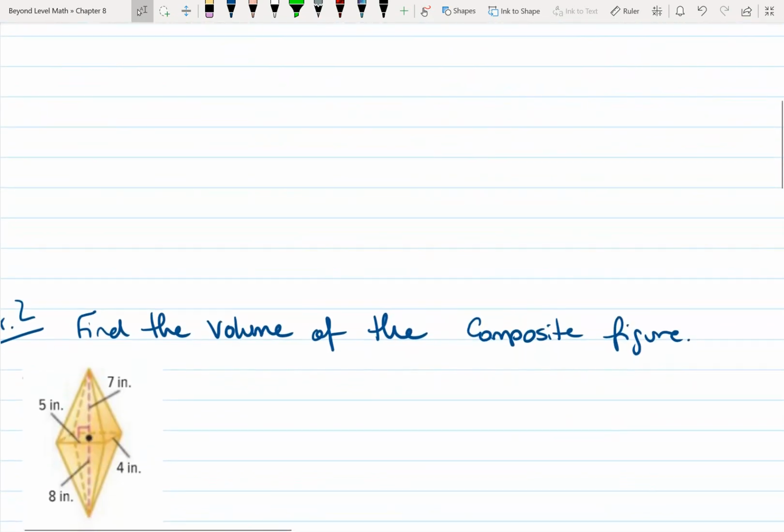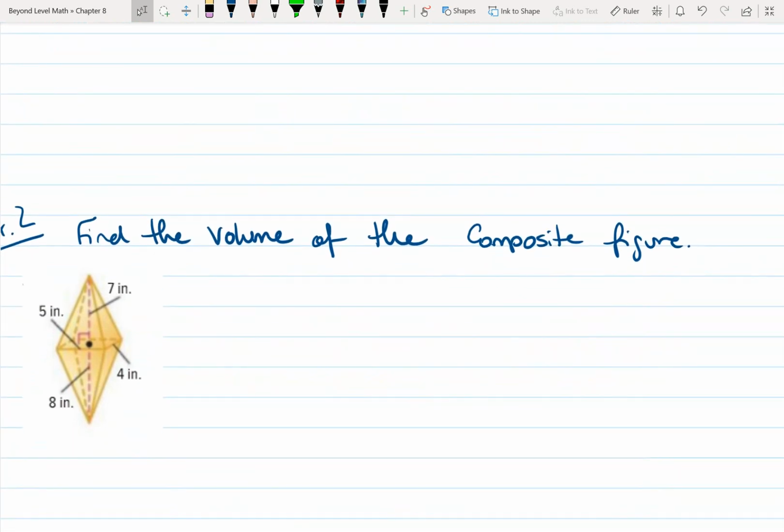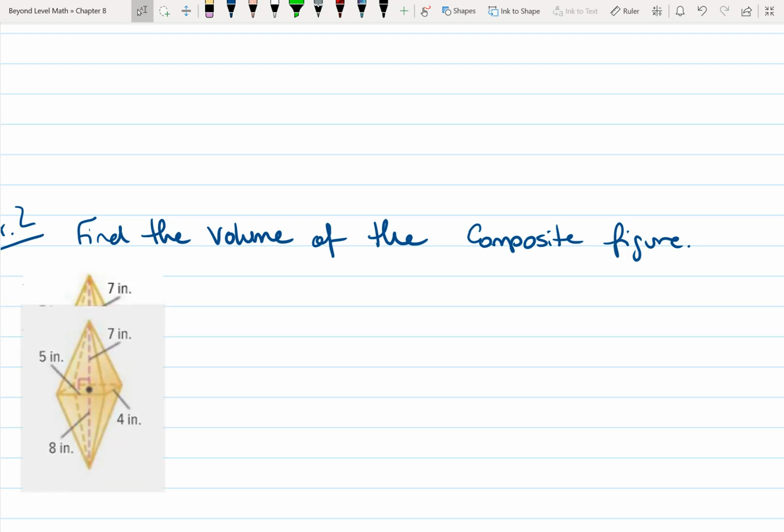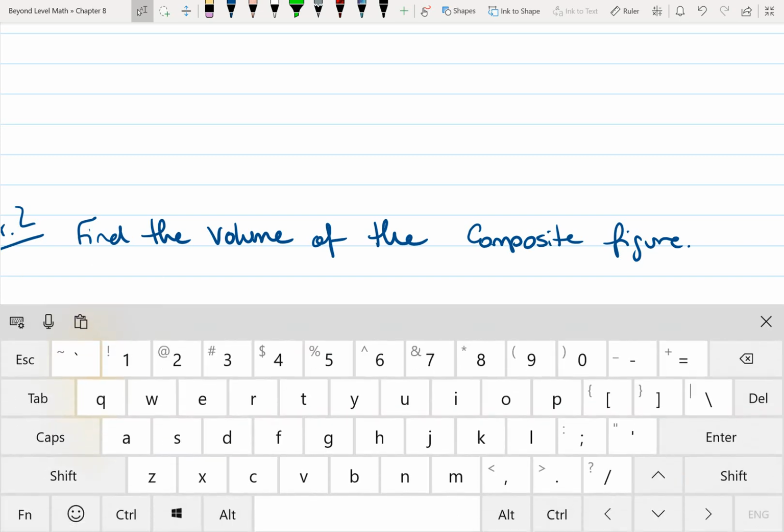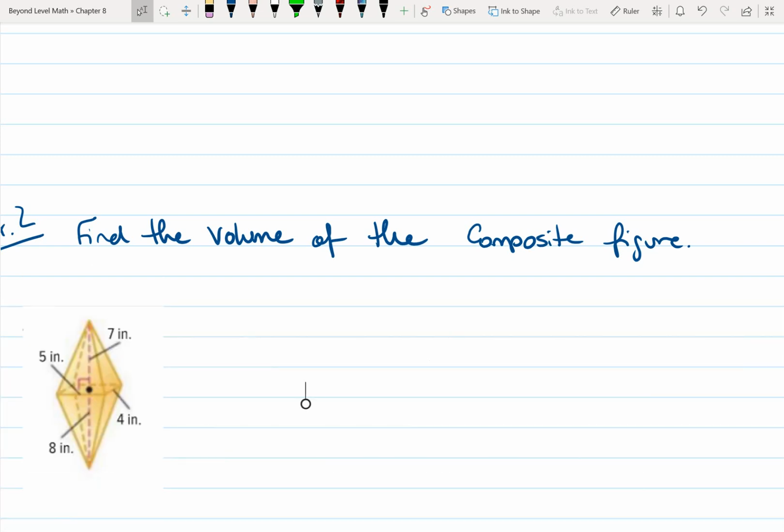Alrighty, example 2, we're finding volume again. The reason I was not a fan of the figures that were used for the Goddets is because they don't look like that in your homework. So if you look at your textbook for Goddets A and B, the figures look very different than what you would see in your homework. This figure is like what you would see, so I would prefer us work with those. Find the volume of the composite figure.